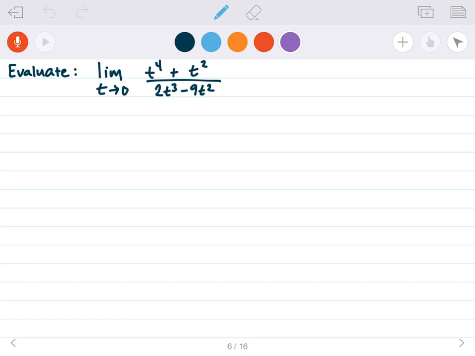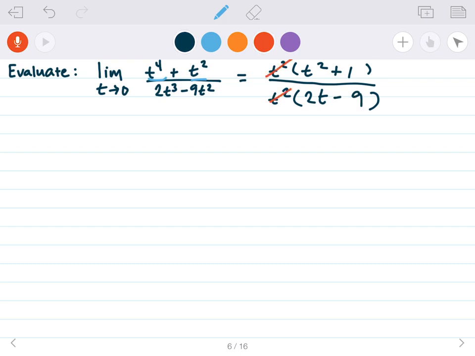Okay. All right, let's do this one. Now our variable is t. That's okay. We always want to see if we can factor top and bottom first. On the top, I can pull out a GCF. The biggest thing I can pull out is t squared. On the bottom, the biggest thing I can pull out is t squared as well. Now, when I divide each of these on top by t squared, what I get on the inside is t squared plus 1. And on the bottom, I get 2t minus 9.